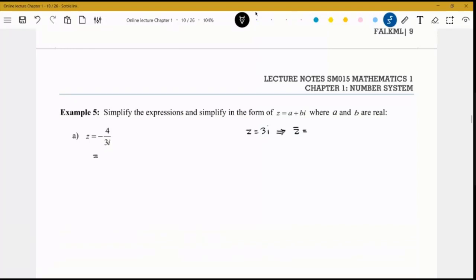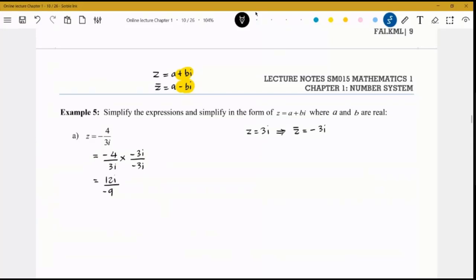Negative 3I. So ingat, kalau kita ada Z equal to A plus BI, conjugate kita adalah A minus BI. Kita hanya ubah pada sign imaginary. Okay, so kita ubah pada negative 3I. So negative 4 over 3I times negative 3I over negative 3I. Okay, so end up kita akan simplify atas dan atas, bawah dan bawah. So negative will be positive, 4 times 3 will be 12I. Pada bahagian bawah adalah 3 times 3 dengan negative will be negative 9.